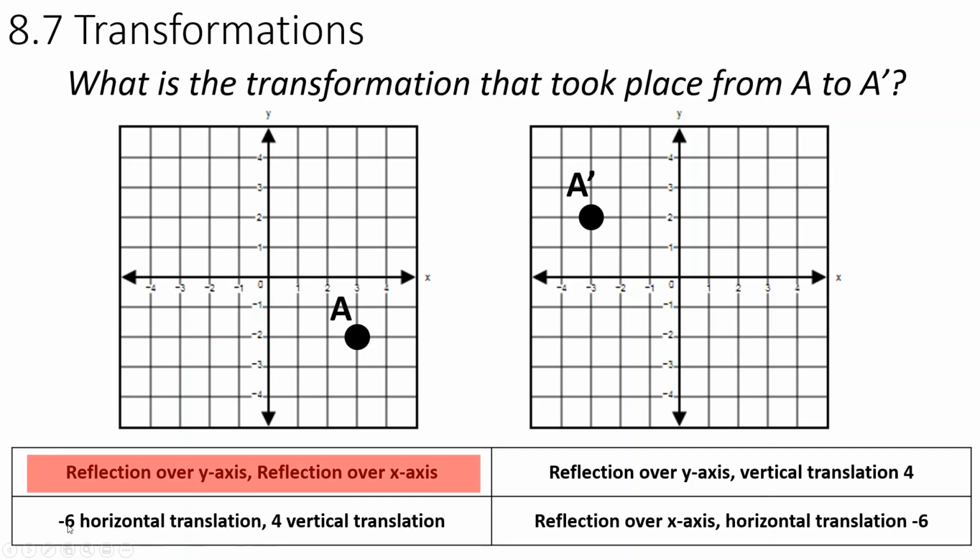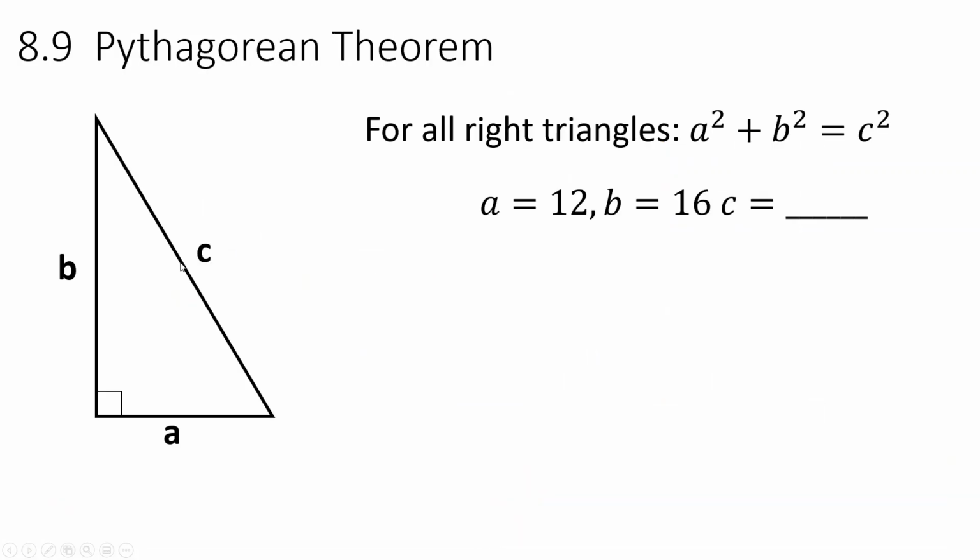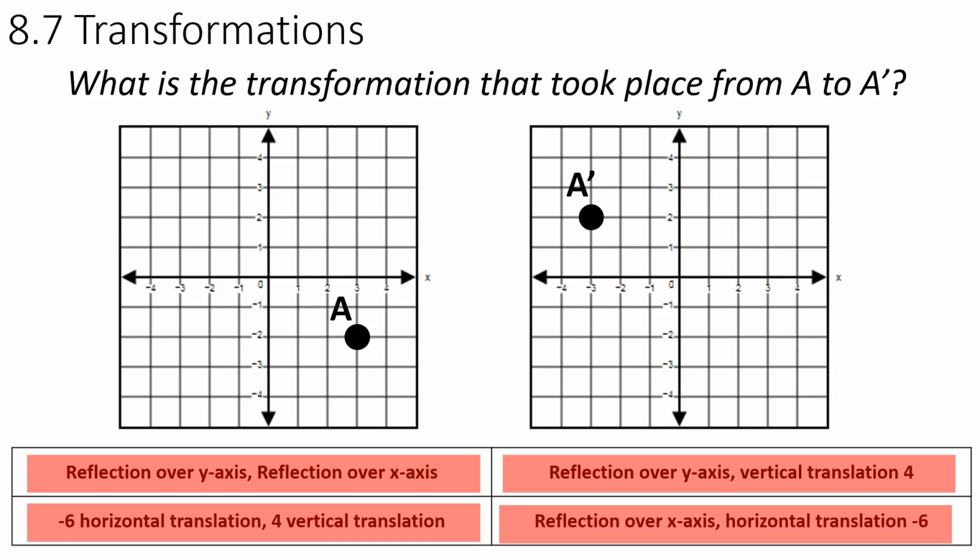And then let's see, -6 horizontal translation, that's left 6. 4 vertical, that would also work. Reflection over Y, and then vertical translation of 4, up 4, that would also work. Reflecting over X, and then a horizontal translation of -6, that would also work. So all 4 of these worked.